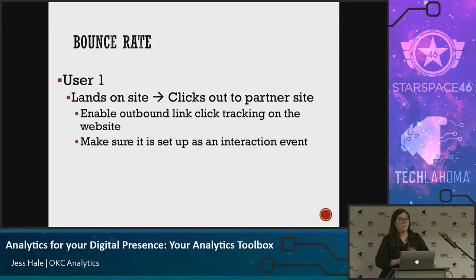So let's say here's a scenario: user one lands on the site and clicks out to a partner site. The way you track this is you enable what we call outbound link click tracking. There's a way you can set up click tracking so that if somebody clicks on a link that isn't within your website, it fires off an event into Google Analytics. Automatically, Google will count that hit towards the time, and so they won't be counted as a bounce any longer. Now, you do have to make sure it's set up as an interaction event.